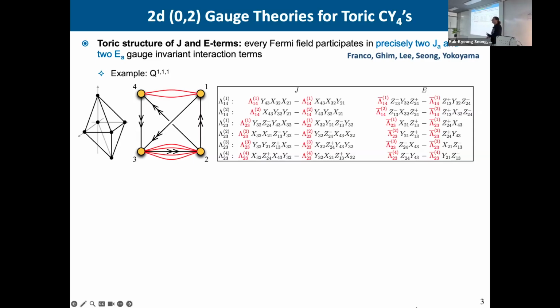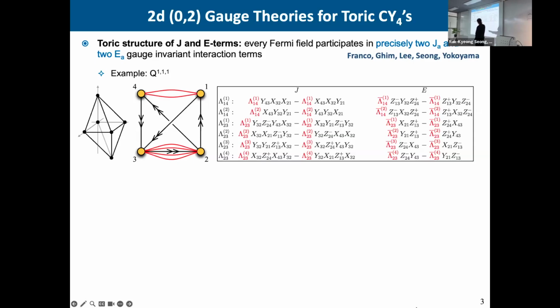Here is the quiver for that. I'm representing Fermis with red lines and chiral fields by arrows. It has 4 gauge groups in this case. It has 6 Fermis. And here I give you a list of the J and E terms. I told you that if you give me this geometry, you have to provide me these 2 pieces of information for the gauge theory. And these 2 pieces of information determine that you're coming from this geometry.